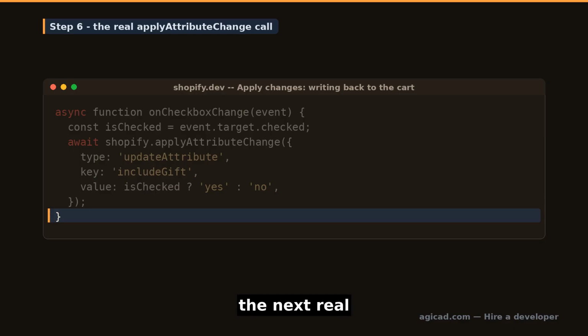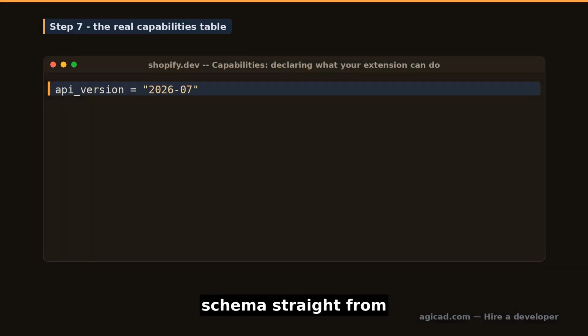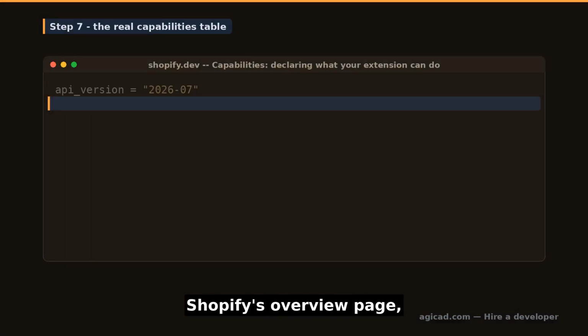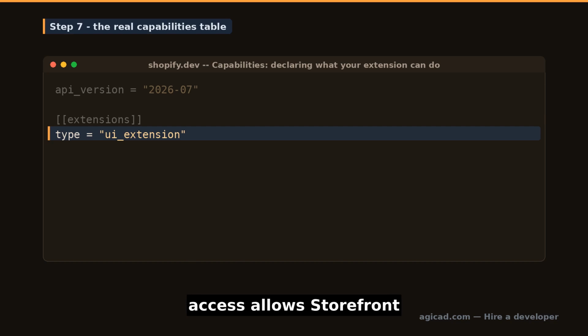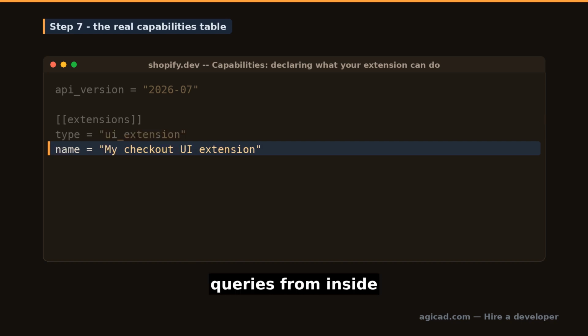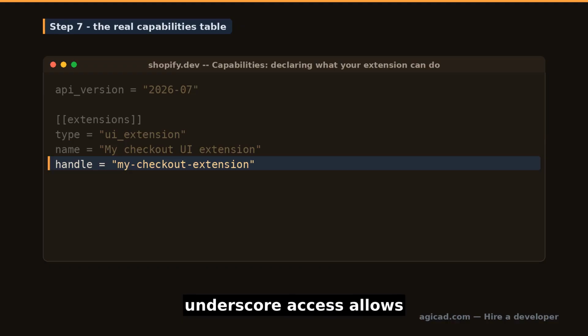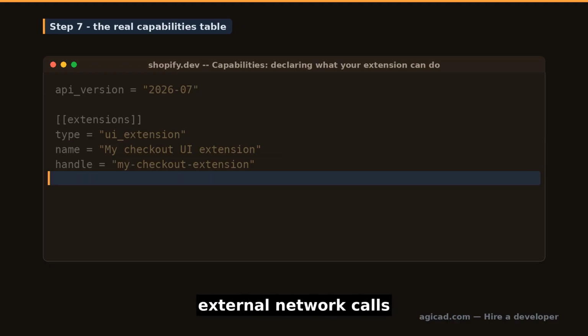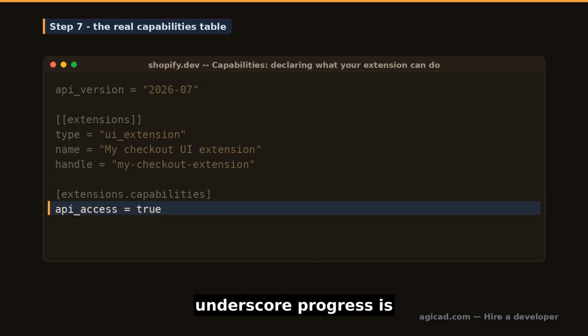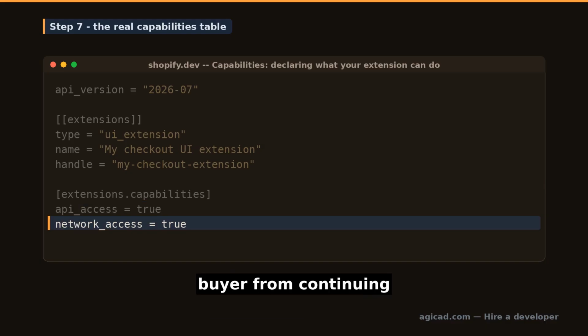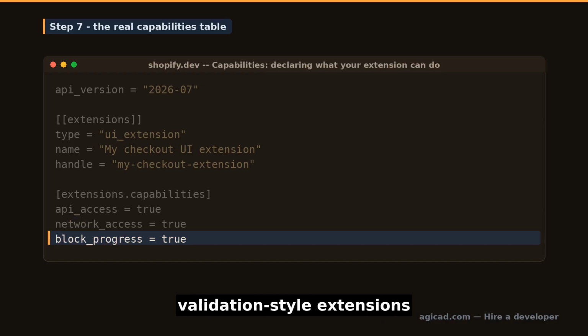This is the real, current TOML schema straight from Shopify's overview page, on API version 2026-07. api_access allows storefront API queries from inside the extension. network_access allows external network calls, the same capability the custom footer example left commented out. And block_progress is the one that lets an extension actually stop a buyer from continuing checkout, which real validation style extensions rely on. None of these three are on by default. Every one is an explicit opt-in a reviewer can see at a glance.